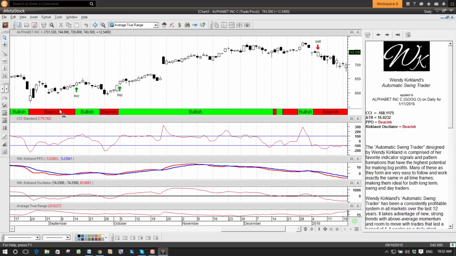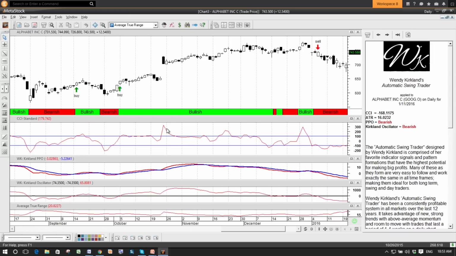Okay. So the first indicator I want to talk about is a standard CCI that Wendy uses in her trading. And as you know, a CCI is an overbought or oversold indicator. So she's looking for stocks to be either extremely overbought or extremely oversold. If you understand how to read a CCI indicator, if it gets below this minus 100 line, it's considered oversold. If it gets above the 100 line, it's considered overbought. And that's exactly how she uses it.